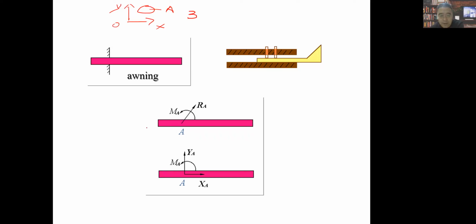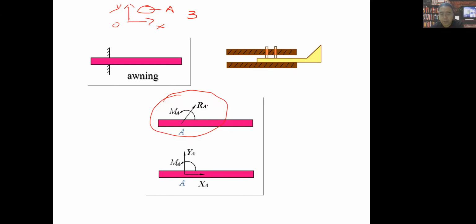So this is very useful. We typically draw like this, or draw like this. So this reaction RA tries to prevent translational movement along X, along Y from happening. So in many cases, we don't know the exact direction of this RA. We do not know. We can just draw like this.